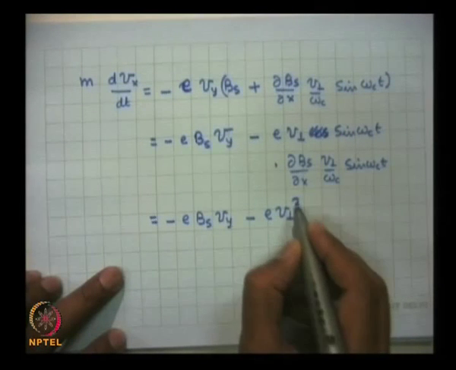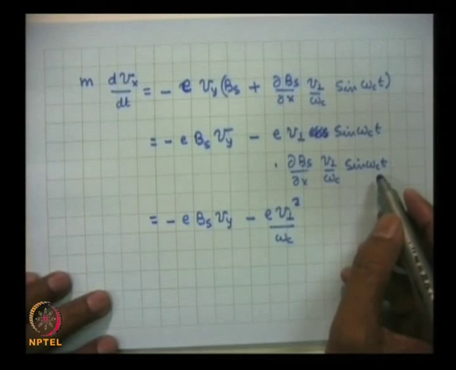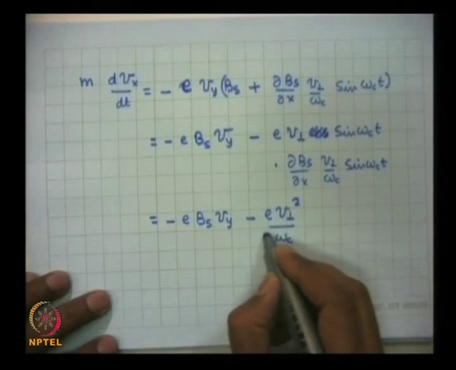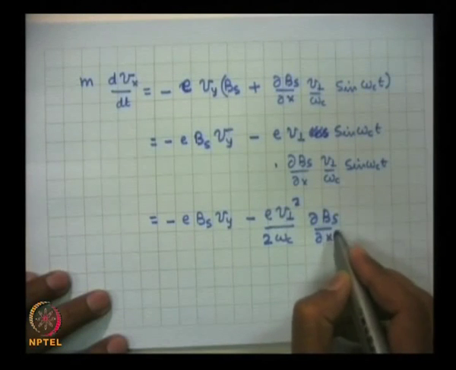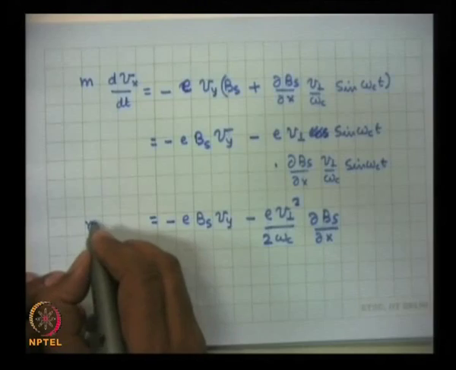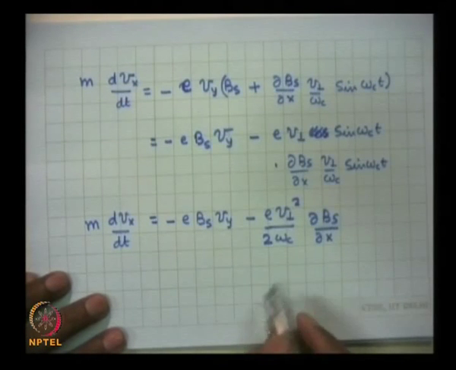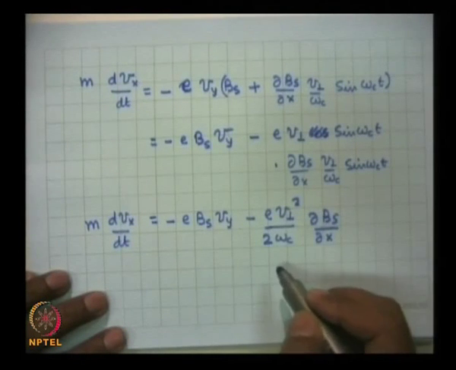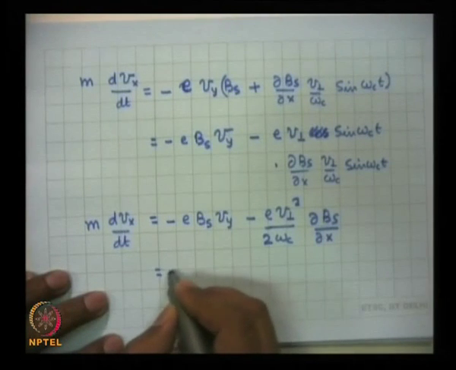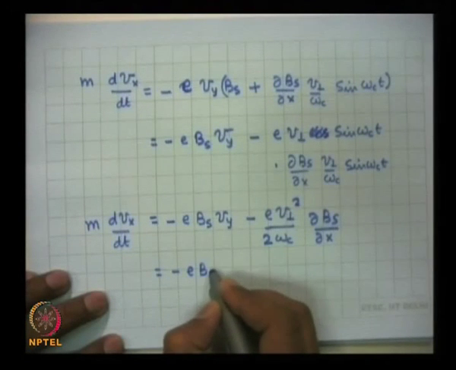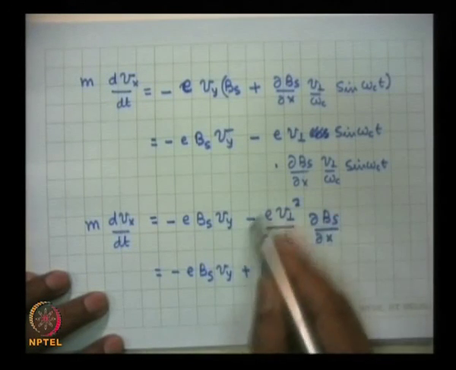Which turns out to be equal to minus e Bs vy minus e v perp square upon omega c, sin square omega c t, as I mentioned to you, its time average is half. So 2 will be there into delta Bs upon delta x. And this is m dvx by dt. You can treat this something like minus e, or this whole quantity something like fx, force in the x direction. So this is equal to minus e Bs vy plus some force in the x direction, so an additional force that is appearing there.